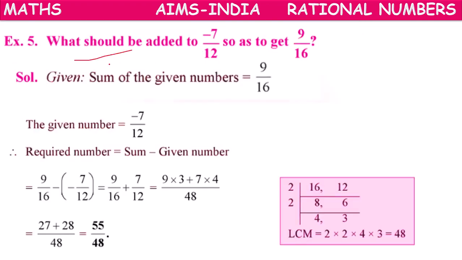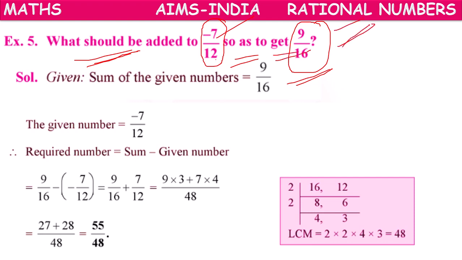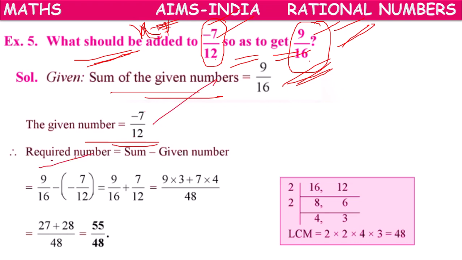Next one. What should be added to the first number so as to get the second number? Means for first number, let it be x. If we add x to the first number minus 7 by 12, then their sum will be second number 9 by 16. So sum of given numbers is 9 by 16. In the given numbers, one number is minus 7 by 12. Required number is sum minus given number. So sum minus given number we can write.